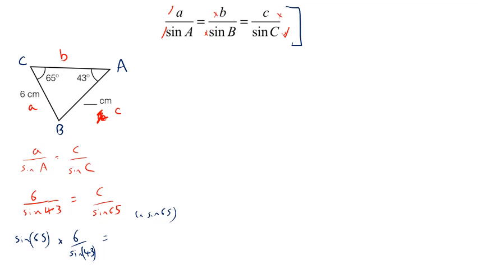Let's try that now. So sine 65 times fraction button 6 over sine 43. And that gives us 7.97 centimetres to 2 decimal places.